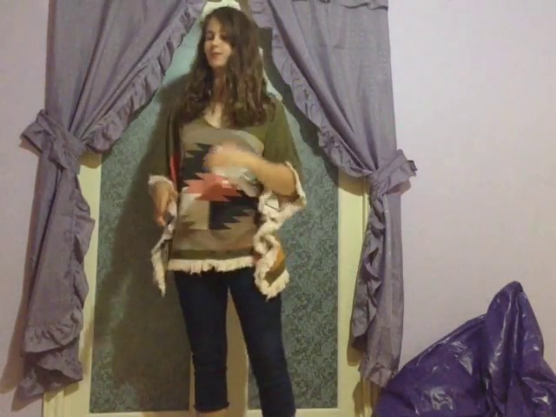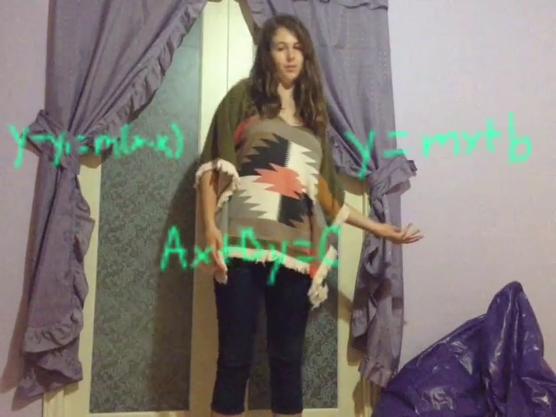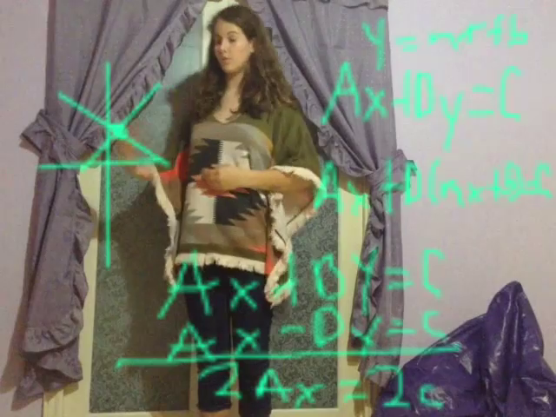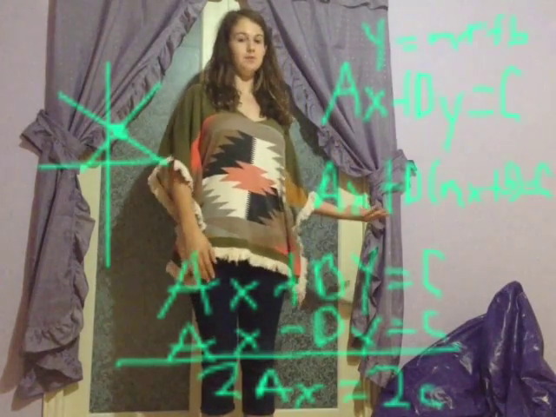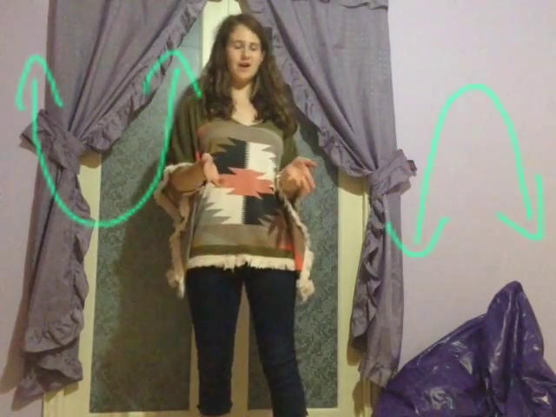Okay, quick review. So, linear equations, there's 3 types: point-slope, slope-intercept, and standard. Also, there's system of equations, which is 2 overlapping linear equations when you're trying to find the point at which they overlap. So, there's 3 ways you can find that: graphing, substitution, and elimination.